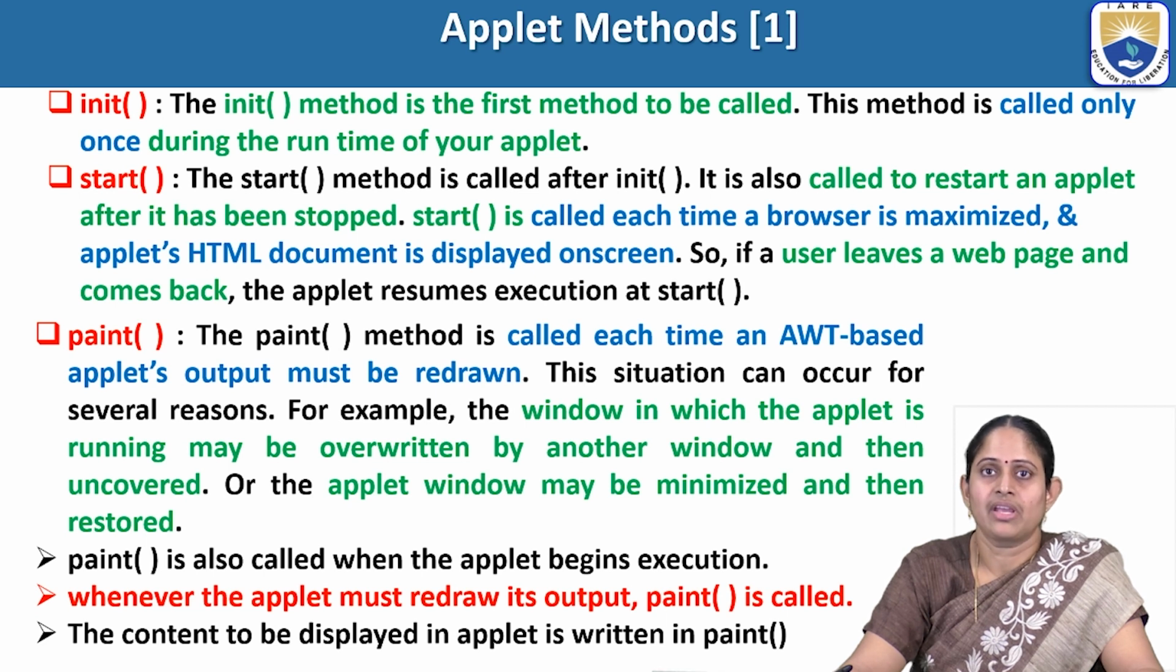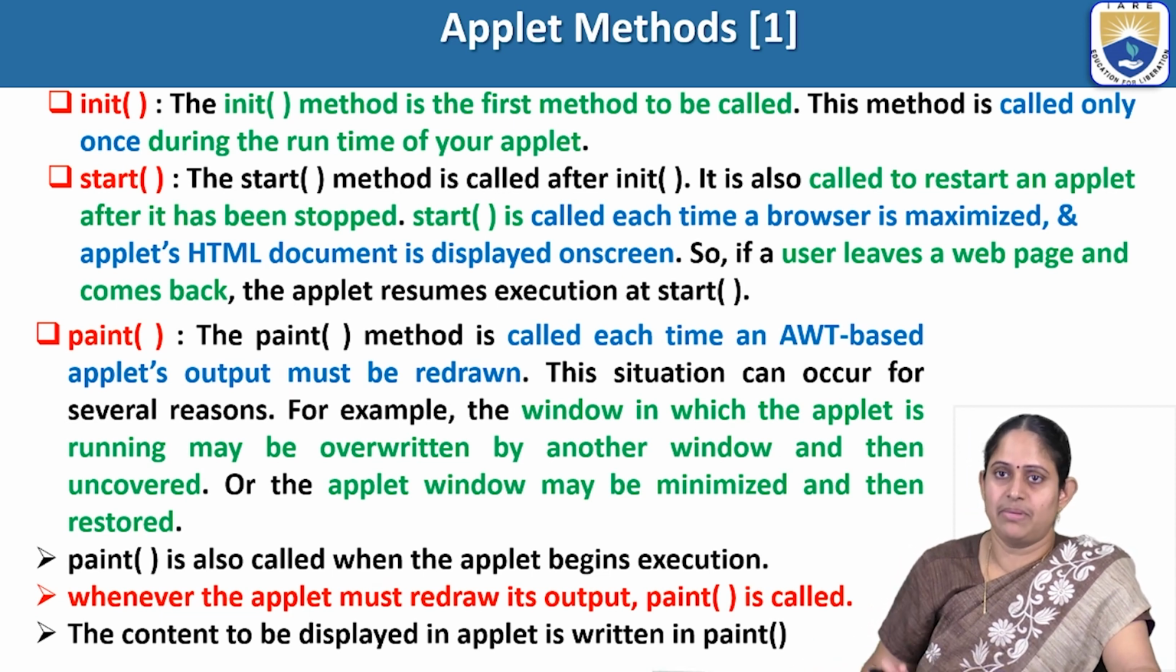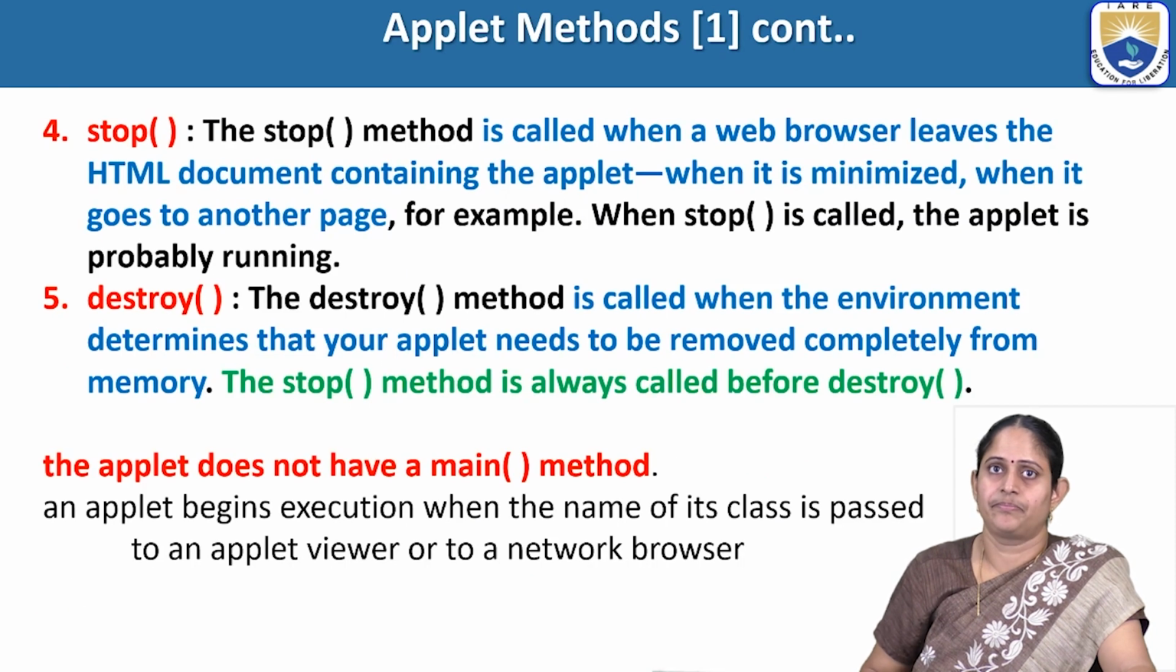The paint method is called each time an AWT-based applet output must be drawn. This situation can occur in many cases, like when the window in which the applet is running is overwritten by another window and then uncovered, or an applet window is minimized and then restored. The paint method is also called when the applet begins execution. Whenever an applet must redraw its output, paint is called. The content to be displayed in the applet is written in the paint method.